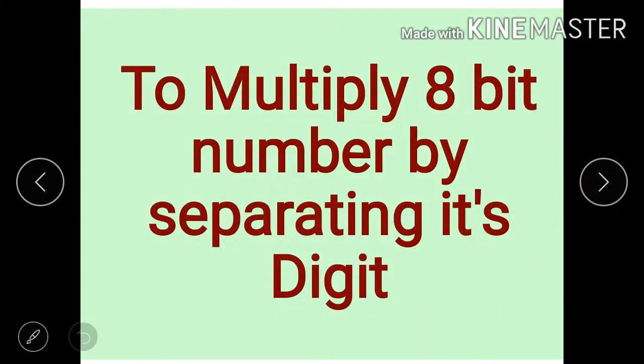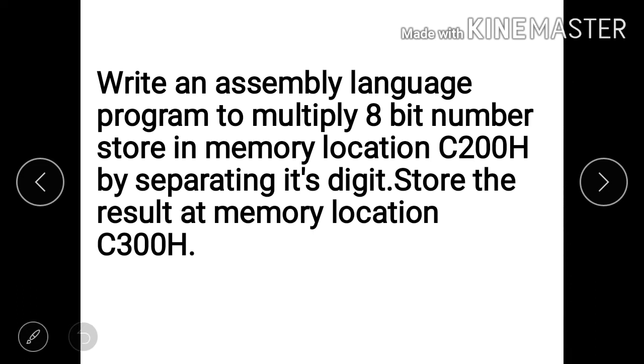Hello students, in this lecture we will see an assembly language program in 8085 microprocessor to multiply an 8-bit number by separating its digits. Write an assembly language program to multiply an 8-bit number stored in memory location C200H by separating its digits. Store the result at memory location C300H.